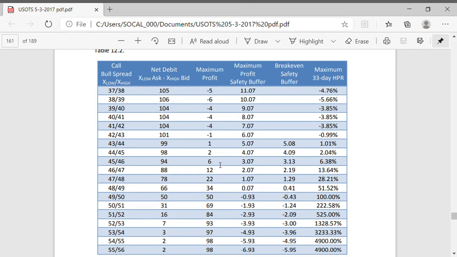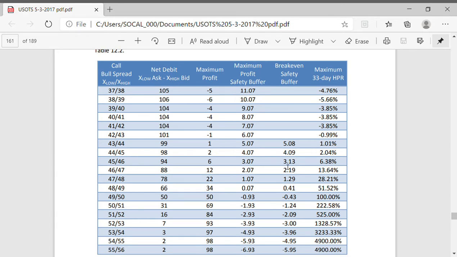And so, in fact, since the bid price is now $49.07, and we earn our maximum profit when the value of the call bull spread is 100 or higher, that means the stock price could fall from $49.07 down to $46, and we'd still earn our maximum profit of $6. And that means the stock could fall $3.07. So our maximum profit safety buffer is $3.07.